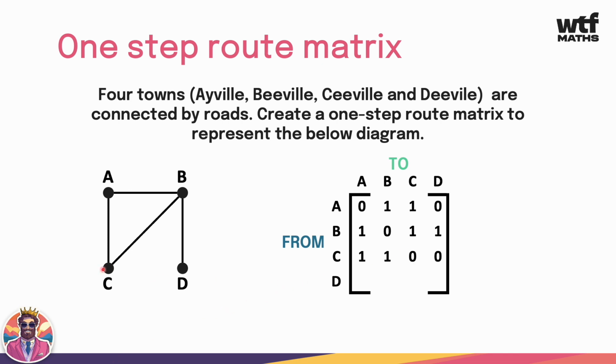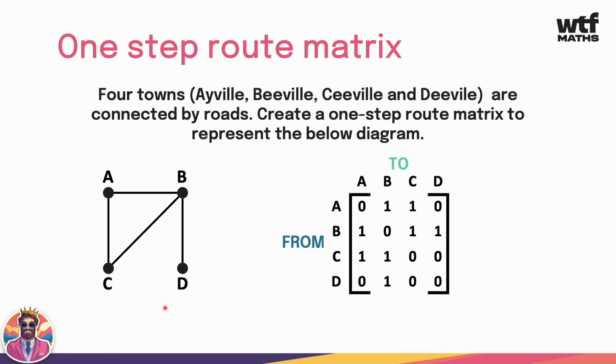For the next one, pretty straightforward. C to A, there's one way of getting there. C to B, there's one way of getting there. C to C, I can't do. And finally, C to D is not possible because I'd need to go down more than one route. So that's why it's a 0 there.